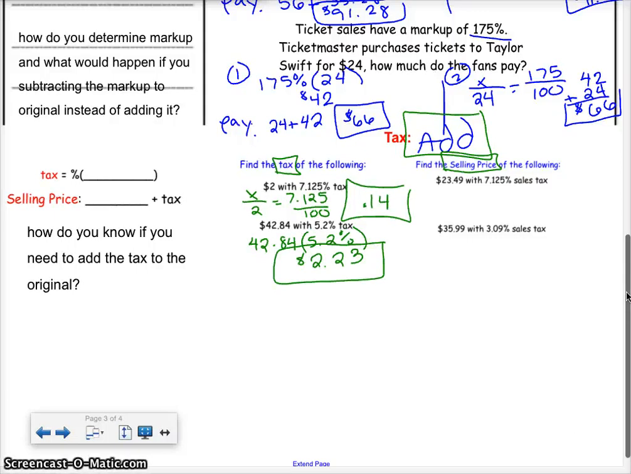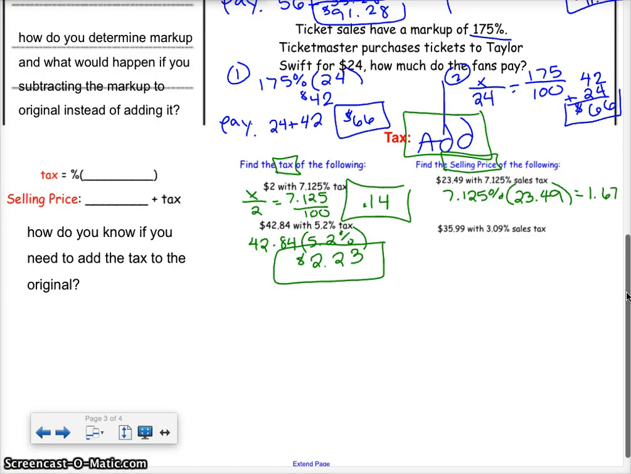All right, $23.49 with a 7.125% tax rate. All right, what do you guys want me to do? Should I make a proportion or just times it? Got it. So I'm going to go 7.125% times 23.49. And that is something that I don't know yet, but I'm pushing it in my calculator. And I get, around again, $1.67. Okay.